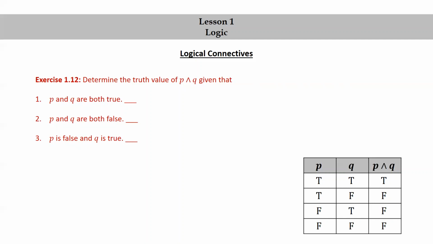Let's look at the truth table for P and Q. If P and Q are both true, then we have true and true is true. If P and Q are both false, we have false and false is false. And if P is false and Q is true, we have false and true is false.